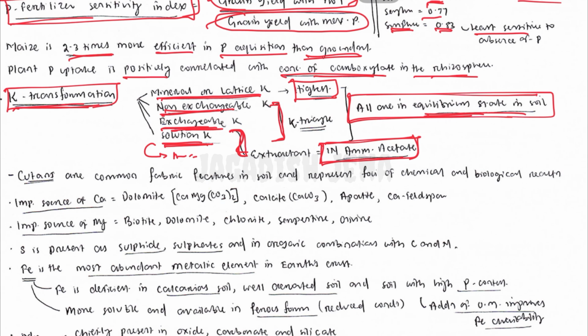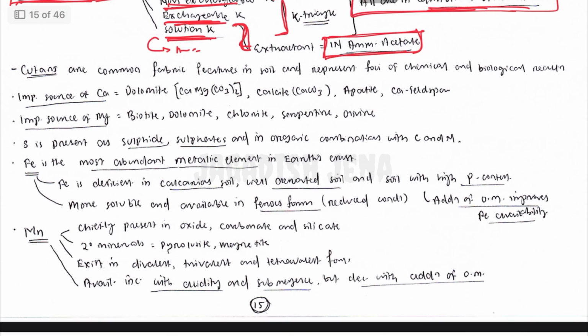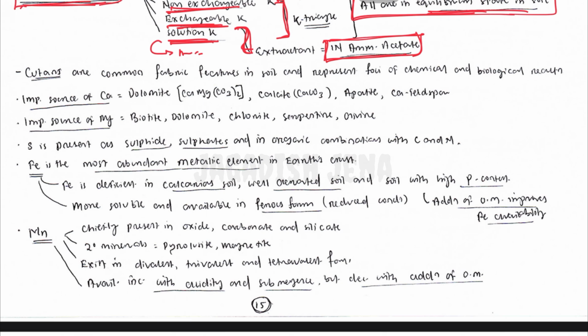Next, some important questions, let's discuss those. What are cutans? Cutans are common fabric features in soil and represent foci of chemical and biological reactions. So that is a common fabric structure where chemical and biological actions are mainly happening.